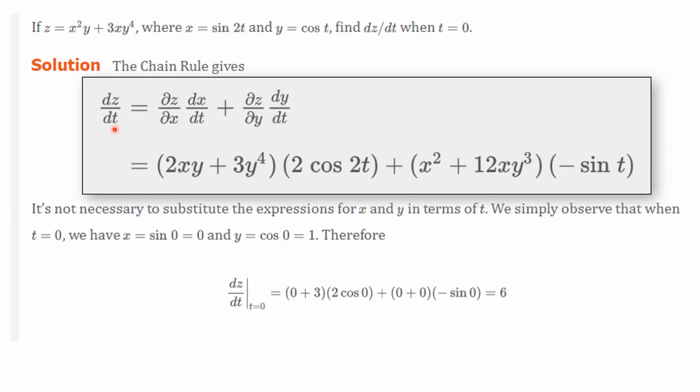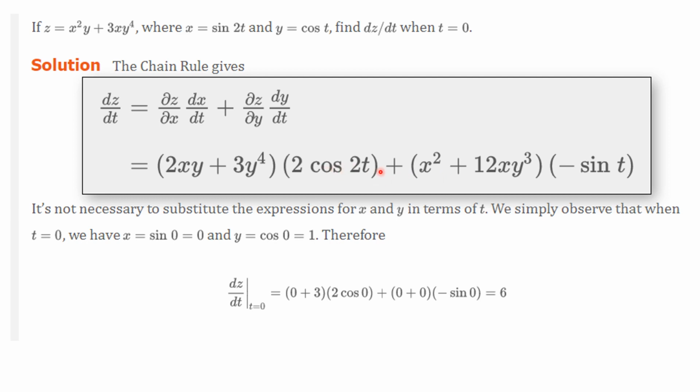Okay, well, this is the chain rule that we have. dz/dt is the partial of z with respect to x times dx/dt plus the partial of z with respect to y times dy/dt. So the derivative of y with respect to t is minus sine of t, and the derivative of x with respect to t is 2 cosine of 2t, and the partial of z with respect to x is going to be 2xy plus 3y to the fourth, and the partial of z with respect to y is going to simply be x squared plus 12xy cubed.